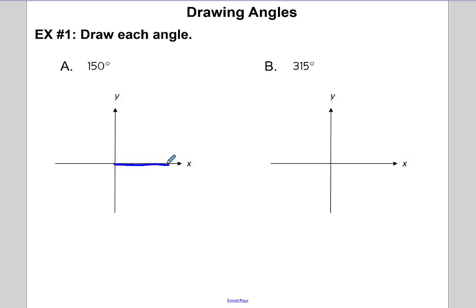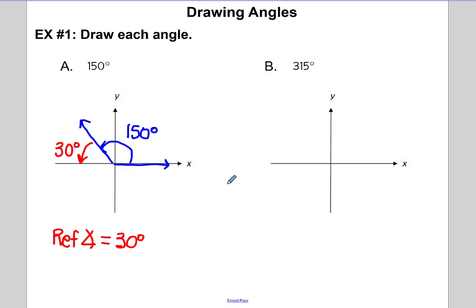So 150 degrees, if we start here at the positive x-axis and spin counterclockwise, 150 degrees is going to be over here in quadrant 2. This is our initial angle, or our standard position angle, and our reference angle is how fast we can get back to the x-axis. So it's got to be an angle less than 90 degrees, an acute angle. Our reference angle is 30 degrees, since 150 and 30 makes 180.